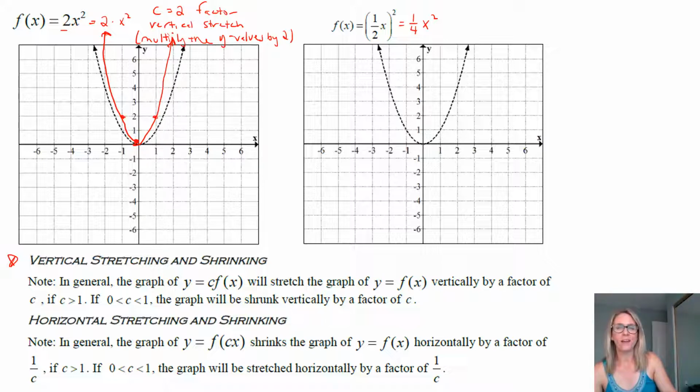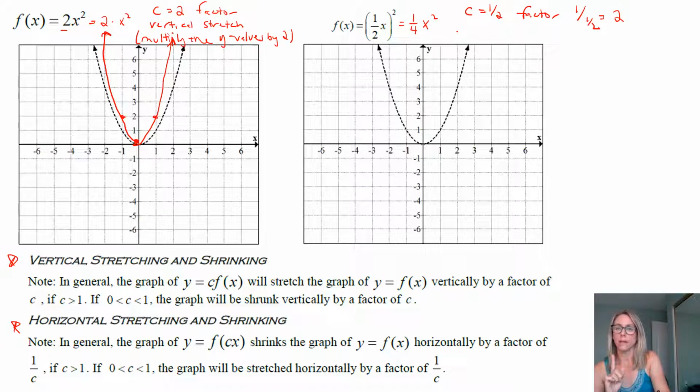Okay, and then the last one here is the horizontal stretching and shrinking. So notice it says when you have this f of c of x, so that's inside before the actual function thing is happening. So it's going to shrink the graph by a factor of 1 over c if c is greater than 1. If c is between 0 and 1, the graph will be stretched horizontally by a factor of 1 over c. So in this case, c is 1/2 because that's the number next to the x that's going in. And then the factor is 1 over 1/2, 1 divided by 1/2, which is just 2.